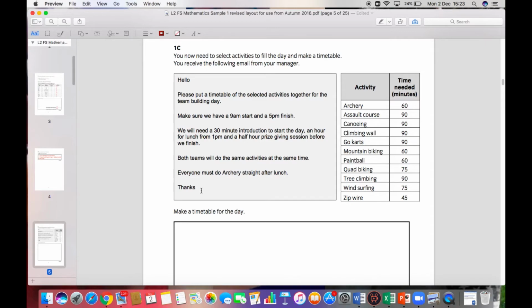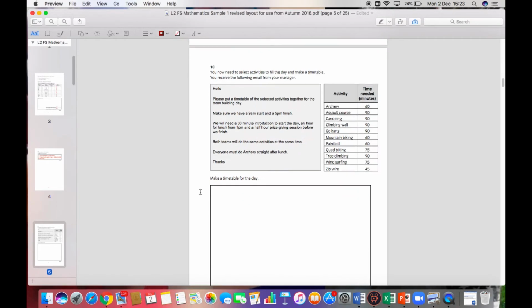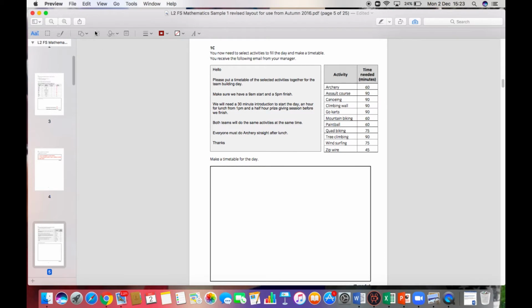So the way that I like to do these, I'm going to zoom out quite a bit because I want to be able to see everything, is I like to put in all of the information that they've given me first. So they've told me that it must start at 9 a.m. And we will need a 30-minute introduction to start the day. So that's your introduction there. Okay, that's till 9:30. We don't actually know what's going on at 9:30 yet. So we just leave that for now.